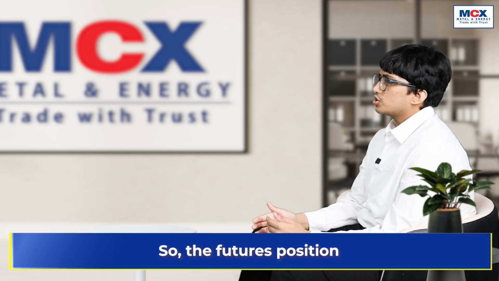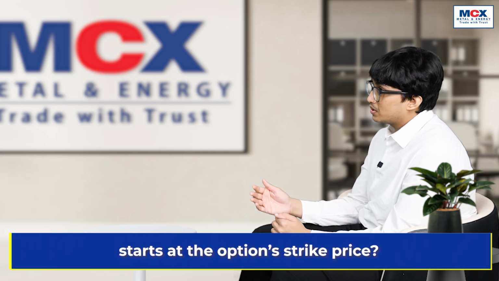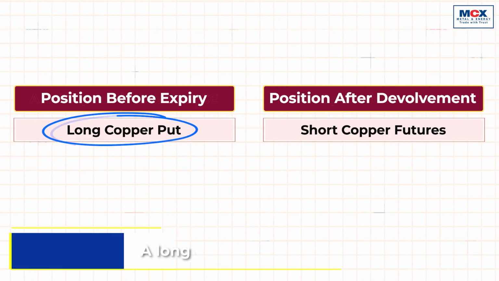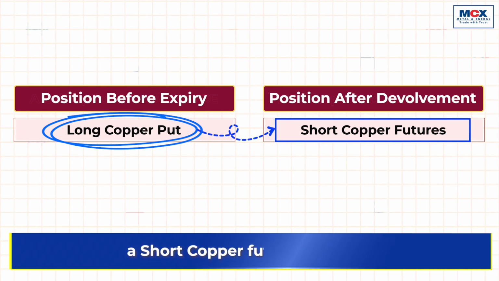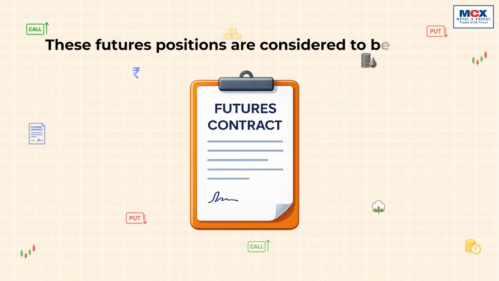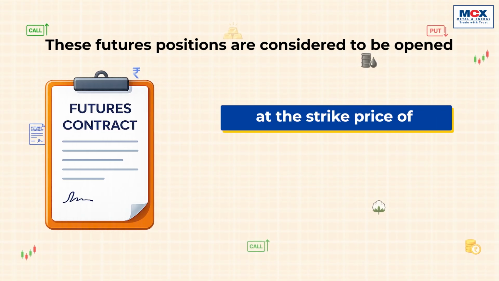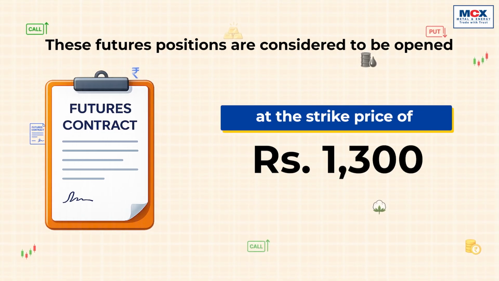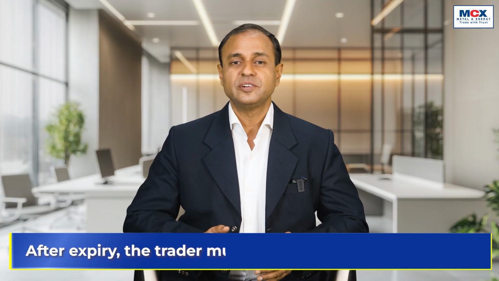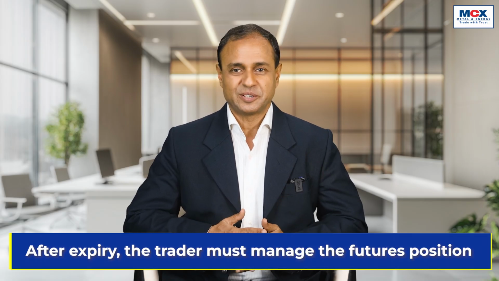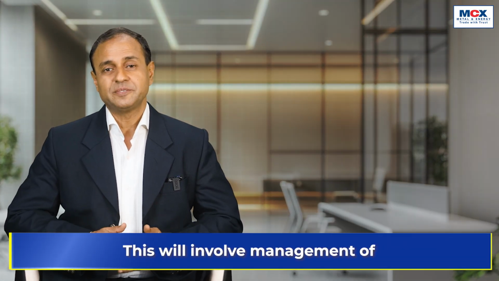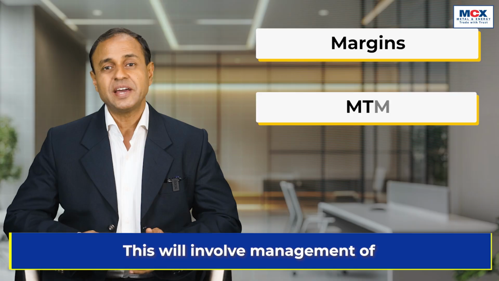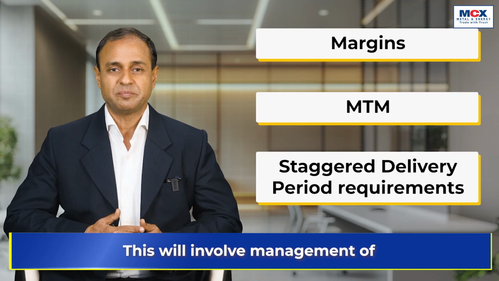So, the futures position starts at the option strike price? That's right. A long copper put becomes a short copper futures position. These futures positions are considered to be opened at the strike price of rupees 1300. So after expiry, the trader must manage the futures position. This will involve management of margins, MTM and staggered delivery period requirements.